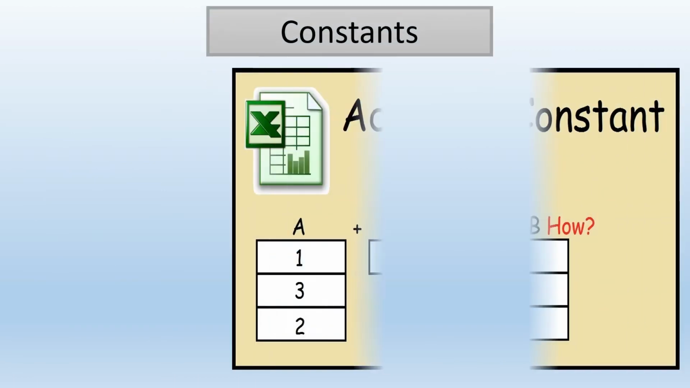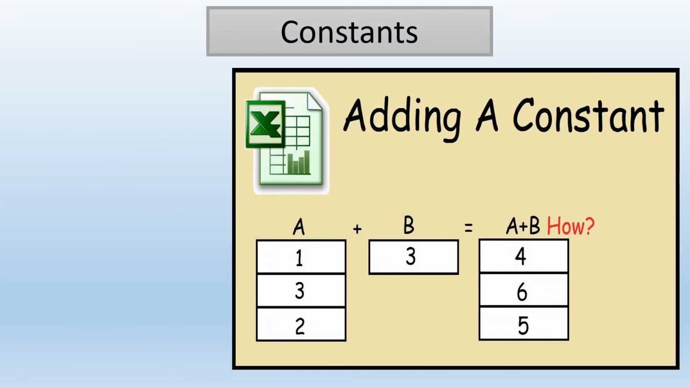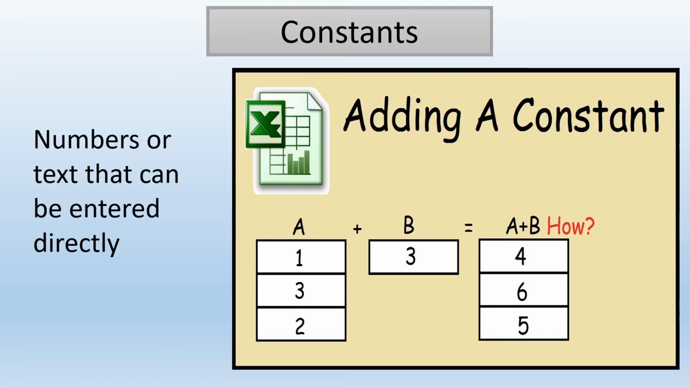So what is a constant value? If you take this example, A plus B. A has 3 cells and B has only 1 cell. So you are going to add A with B, but every time you change A's value, B's value is not changing. For every 3 cells it is going to add 3. So 3 is a constant value.